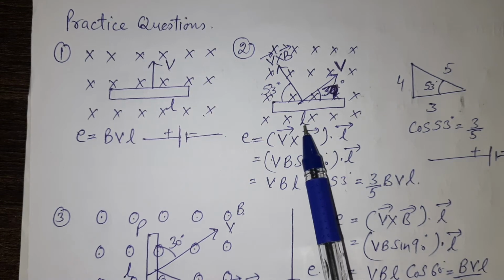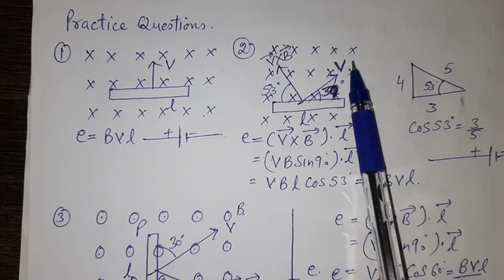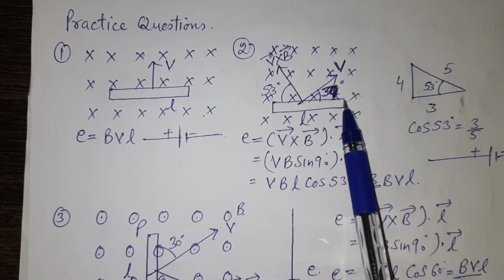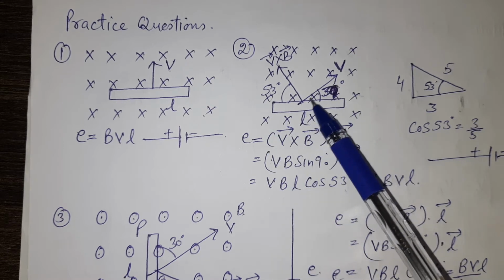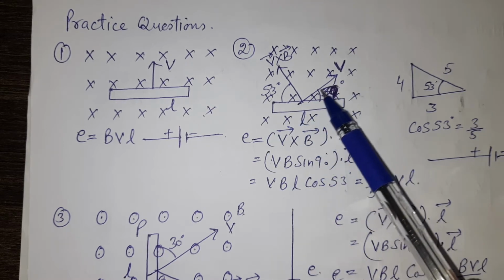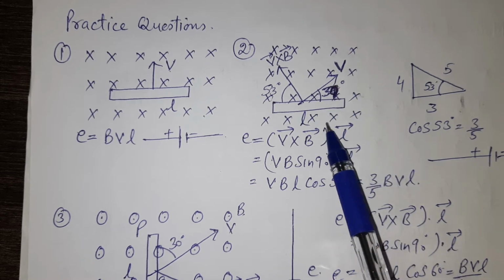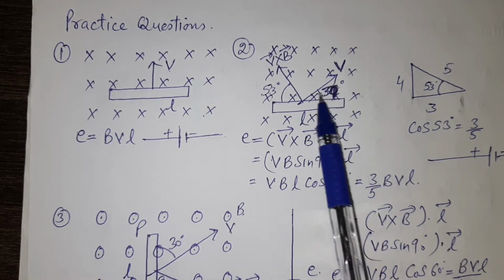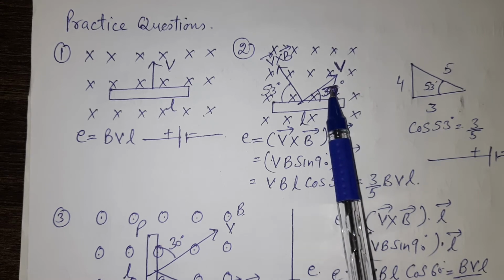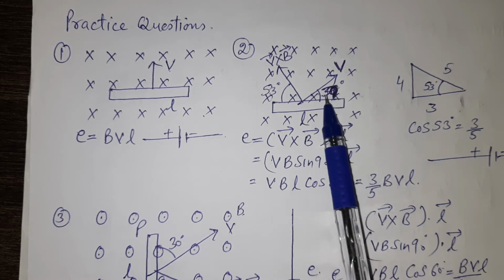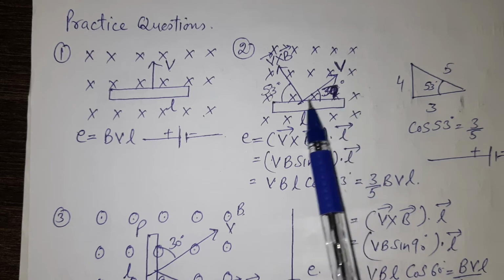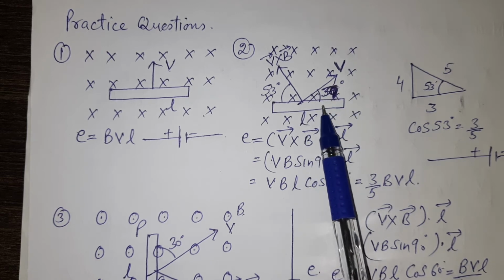Second case, this is the magnetic field. This is the rod and this is the velocity vector. Now this vector is making an angle of 37 degrees with the rod. We have taken 37 degrees because it will be easy to solve. You will get to know after solving this. This angle is 37 degrees.